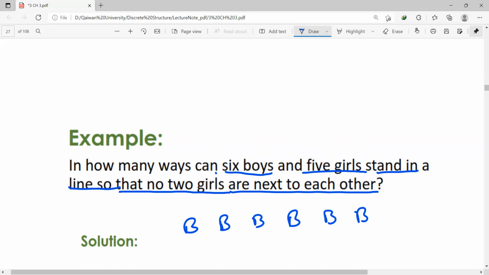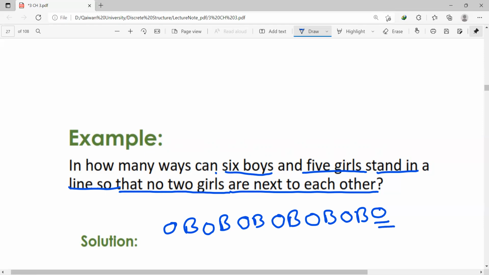How can we put the girls? One of them could be here, one here, one here, one here, one here, one here, and also one here. It's okay if 2 boys are next to each other, but we must have no 2 girls next to each other.